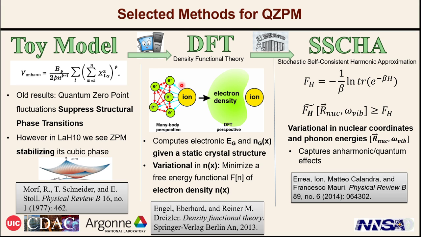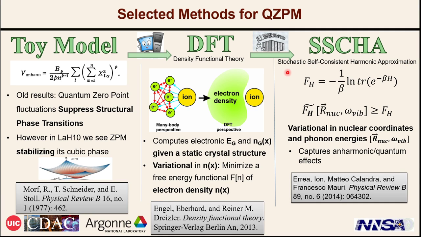Density functional theory is a clever construction whereby one replaces many electrons in your system with an electron density interacting with the static ions. It's variational in the electron density and can get you the ground state energy and electron density of your system. Another method that was initially proposed in the 1950s was the self-consistent harmonic approximation.